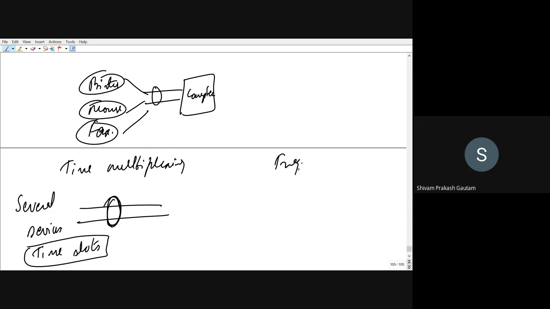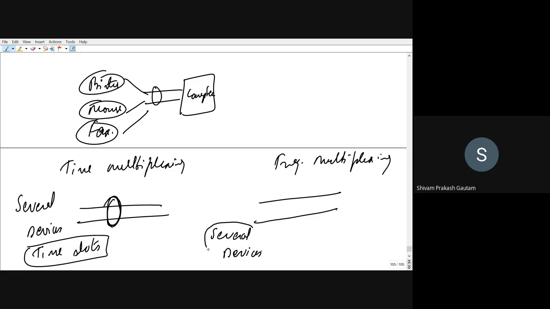Whereas in frequency multiplexing, again we have a channel. Here also we have several devices or several operations. Now these devices will utilize some width of this channel, or you can say different frequencies. The whole channel is not allocated to each device, right? In fact, the width of the channel is divided, and each device utilizes its own width, or you can say its own frequency. Suppose some device is working at 100 hertz, other devices may work at 200 hertz, and so on, right?